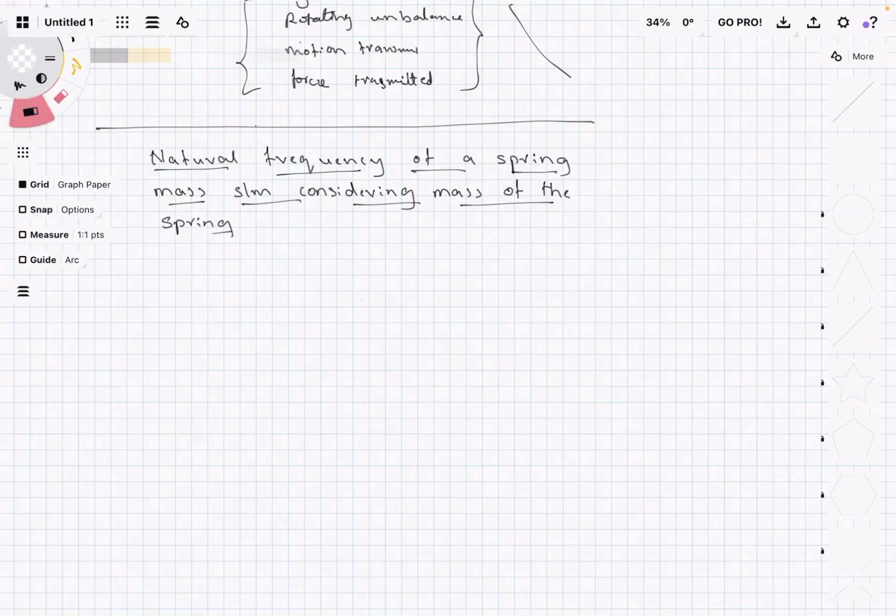of a spring mass system without considering the mass of the spring. In this particular case, we'll be considering the mass of the spring. So I'll be just drawing the spring mass system here.